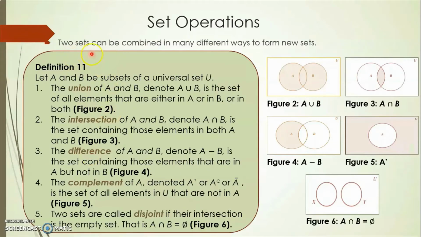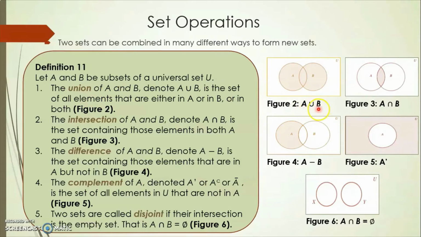So the two sets can be combined in many different ways to form a new set. So we call it set operations. Based on this Definition 11, make sure you know the meaning of union set, intersection set, difference set, complement set, and disjoint. For union, we can use this symbol, A union B.